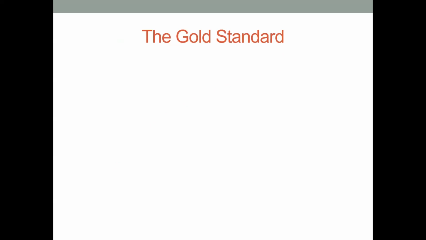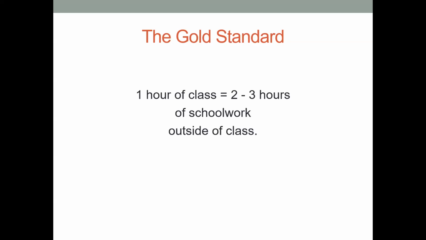The gold standard. This comes as a surprise to many students. The gold standard for academic success is to spend 2 to 3 hours on schoolwork outside of class for each hour of class. For example, a 3-credit class meets 3 hours per week. This will require between 6 to 9 hours of work outside of class each week.